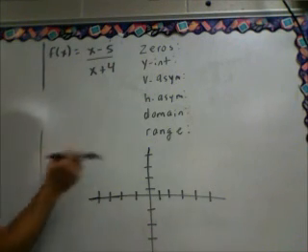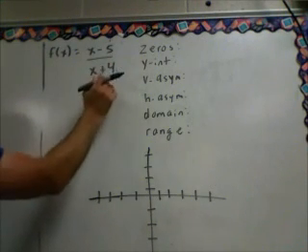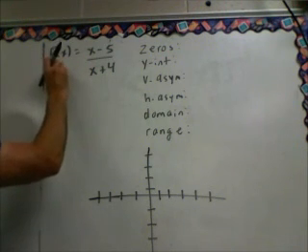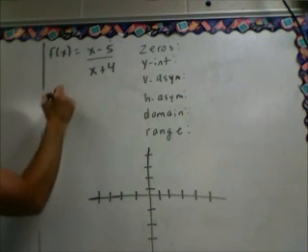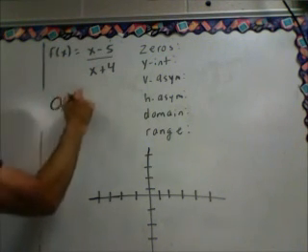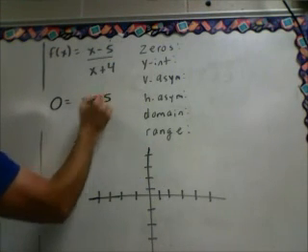Zeros are the same thing as x-intercepts. They're the values of x that make the entire function equal 0. So what we can do here is set f of x equal to 0, and then solve.